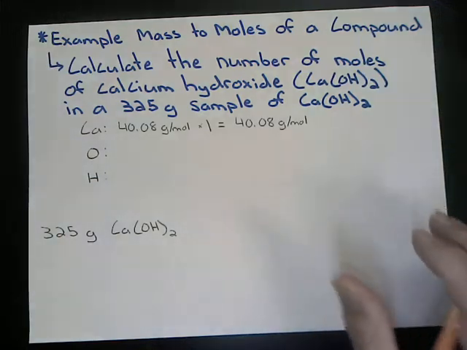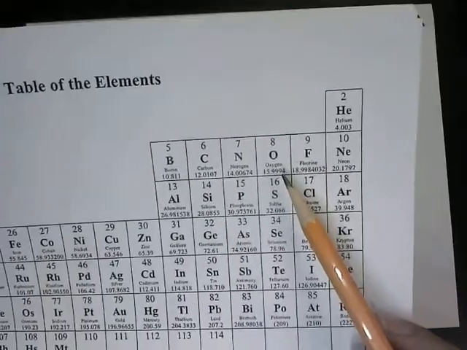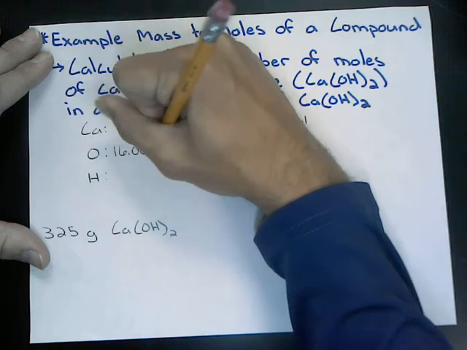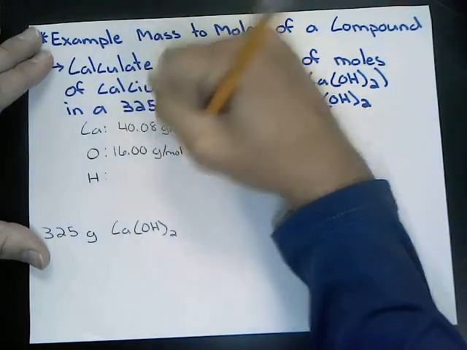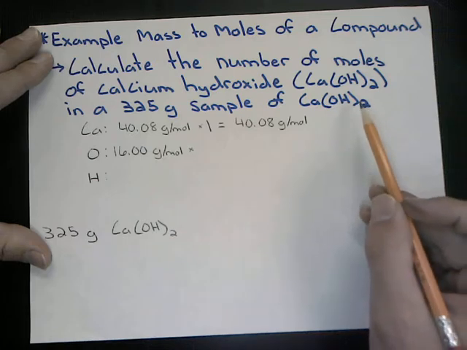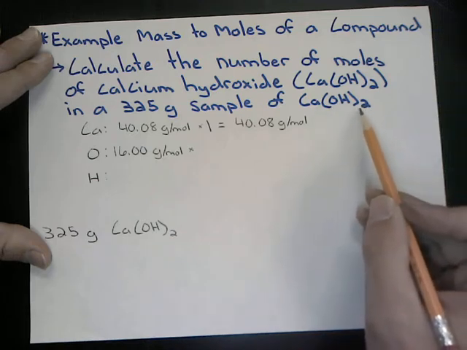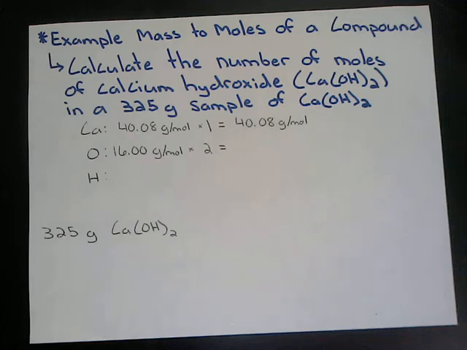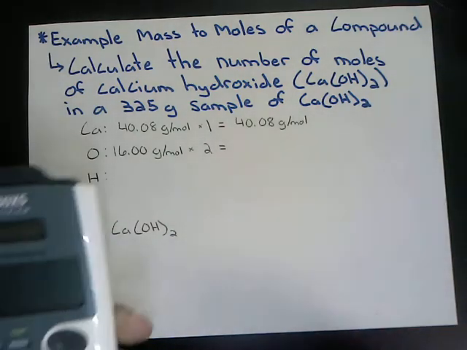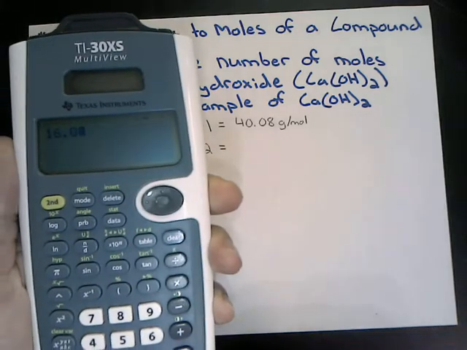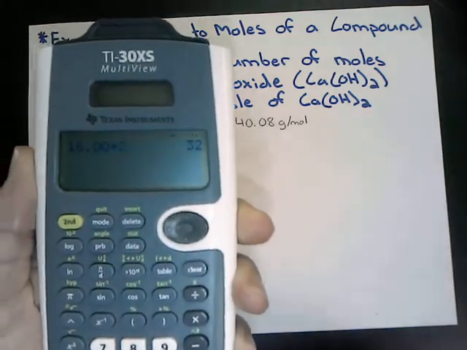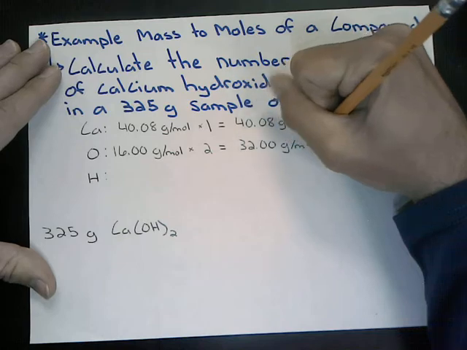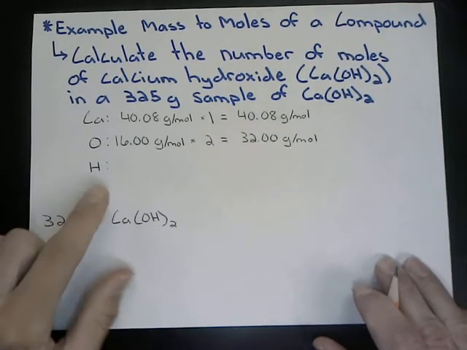Now oxygen, we first find the atomic mass. And remember, oxygen rounds to 16.00. So we have oxygen as 16.00 grams per mole. And we multiply it by the number of oxygens we have. Now it's very important. OH is in parentheses, so that means we have 2 oxygens. So we have 2 oxygens, and we go through this process here. In our calculators, we put 16.00 times 2. We get exactly 32.00 grams per mole.